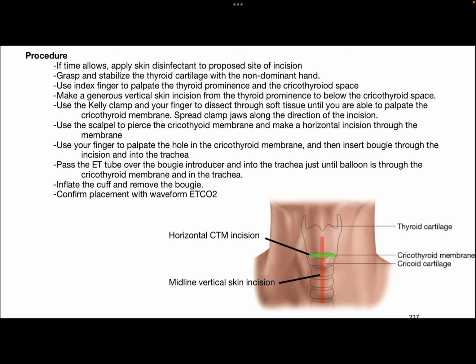Use the scalpel to pierce the cricothyroid membrane and make a horizontal incision through the membrane. Use your finger to palpate the hole in the cricothyroid membrane and then insert the bougie through the incision and into the trachea. Pass the ET tube over the bougie and into the trachea just until the balloon is through the cricothyroid membrane and in the trachea. Inflate the cuff and remove the bougie. Confirm placement with waveform end-tidal CO2.